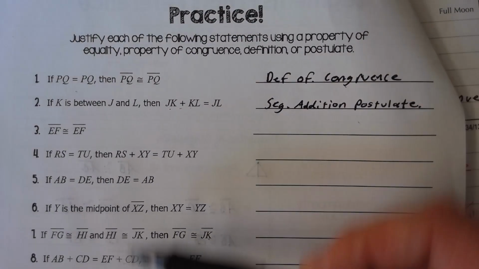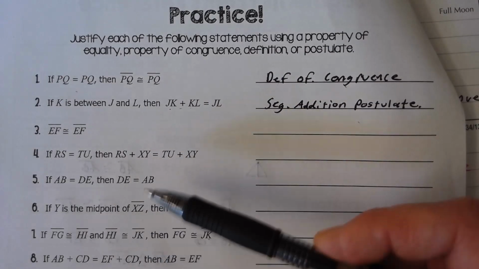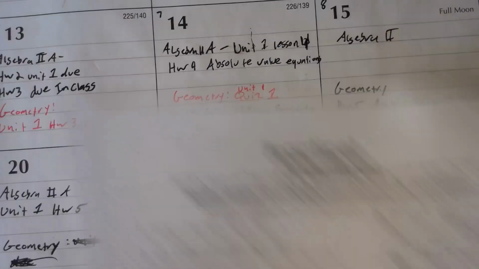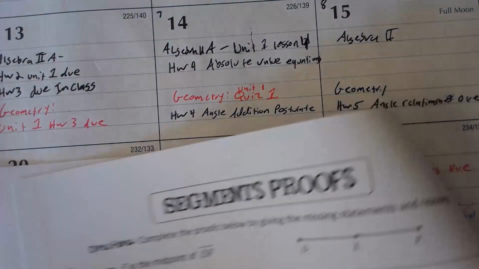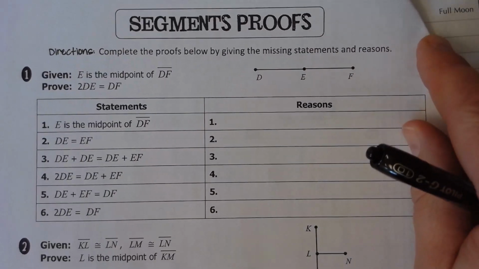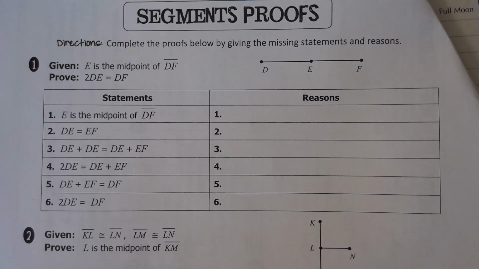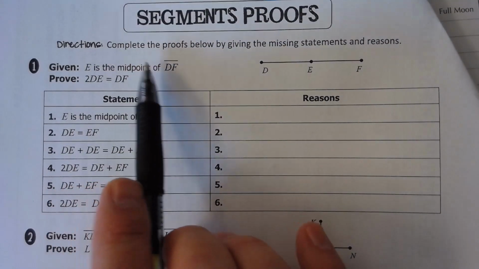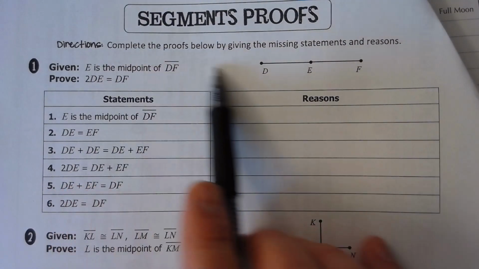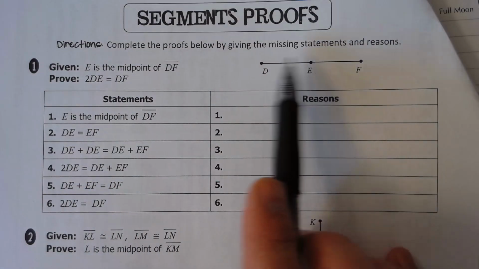But this is an important skill. You've got to learn to recognize these things. You're going to get more of this on this page, segment proofs. We're going to complete the proofs below by giving the missing statements and reasons. Make sure you read the entire thing before you go bananas trying to figure it out. Given that E is the midpoint of DF, let's see what we've got.